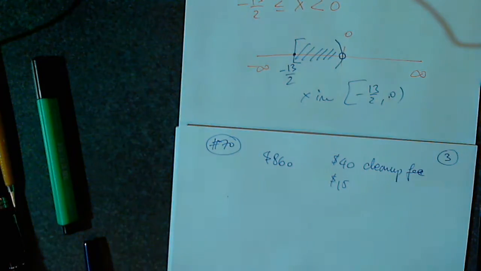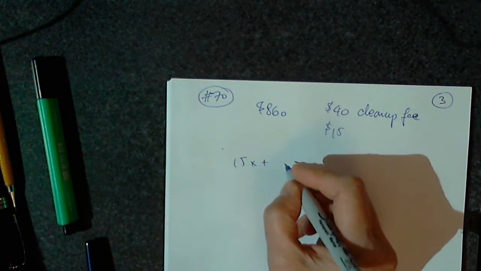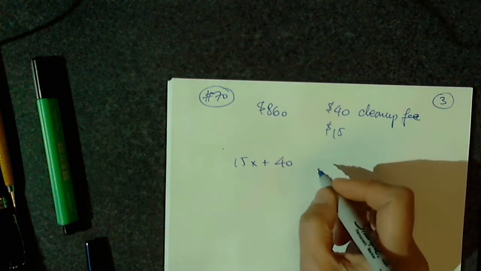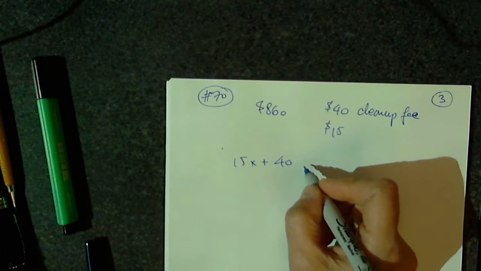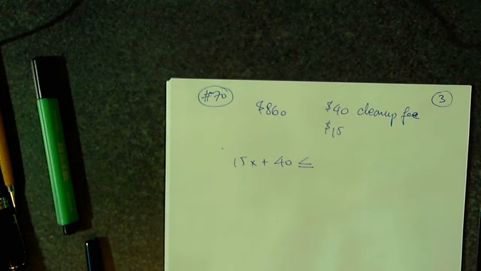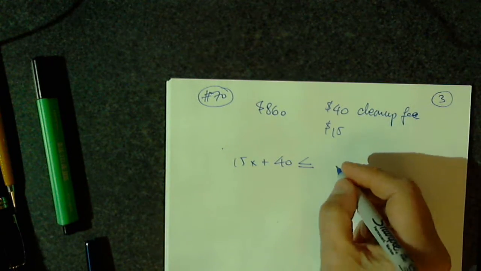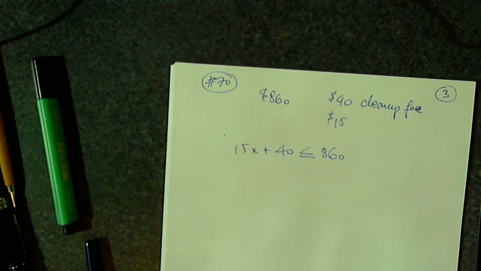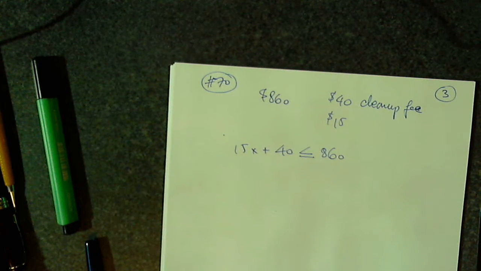So that's 15x plus 40. 15x plus 40, very good, less than or equal to 860. Careful. Very good. We have to stay within the budget. We don't want to exceed it, but it can be 860 or less. So 860. Perfect.